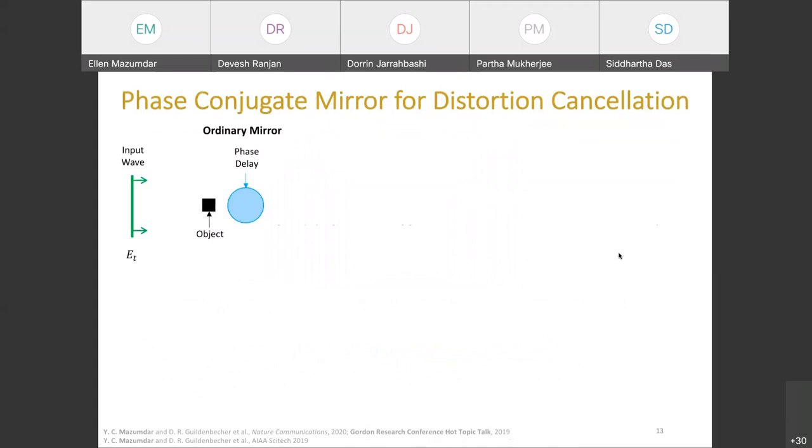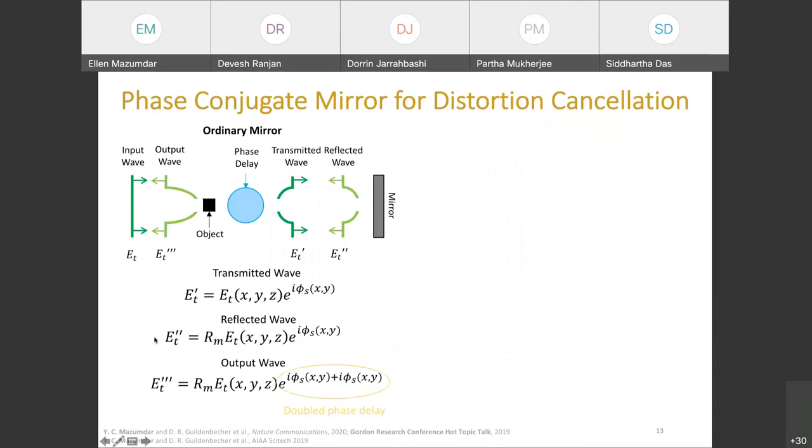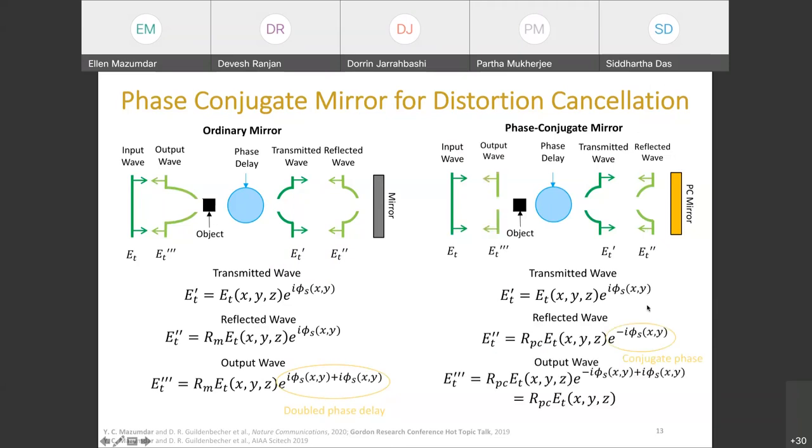So this is how phase conjugate mirrors work. Basically, if you pass an input wave over your object and a phase delay, you get a transmitted wave. And when it reflects off of a mirror, you incur a phase. And then if you pass it back over the object, you just double the phase. So doing this with a traditional mirror wouldn't work. If you do this with a phase conjugate mirror, when your transmitted wave passes over it, the reflection will be a conjugate. And so if you pass it back over the object, you're going to get an output wave that has no phase component. And that's how you do in-camera phase cancellation.